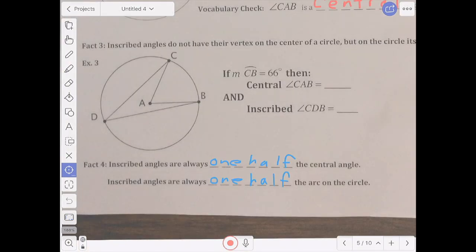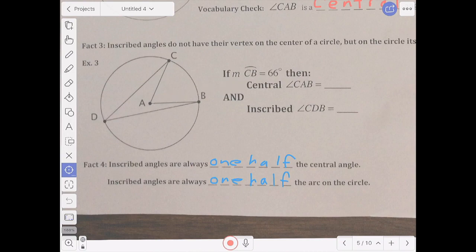All right. Now on to something that you completely haven't seen yet, I suspect, which would be what an inscribed angle is. So let's look at this one. Fact number 3 concerning circles. Inscribed angles do not have their vertex or their tip on the center of the circle, but on the circle itself. So in this picture right here, the central angle is CAB because its vertex is right on the center of the circle.